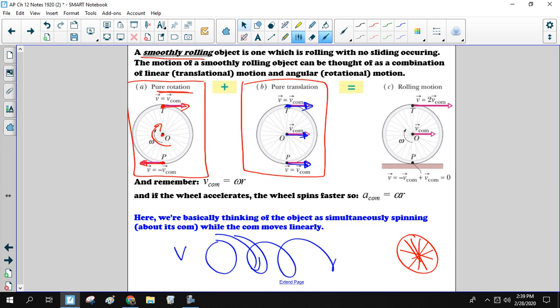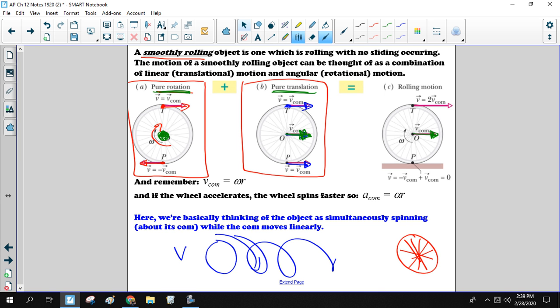So if you consider vector addition for each point on the wheel, the idea is if the wheel is smoothly rolling, then it's undergoing both pure rotation and translational motion. In other words, it's rotating and moving forwards at the same time. At the center of the wheel, there's no rotational motion, but there's translational motion. So 0 plus translational gives us the combined effect of both.